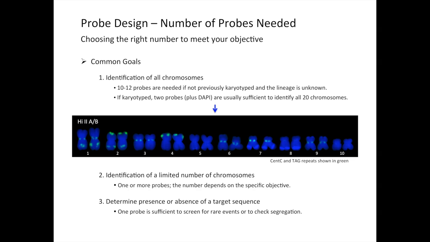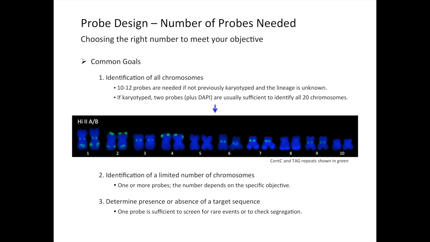If your objective is what we call a full cocktail karyotype, 10 to 12 probes will be needed to paint the chromosomes. However, most of the time it's possible to identify all 20 metaphase chromosomes with just two probes plus DAPI, a DNA counterstain used to identify regions of maize heterochromatin. If your objective is to identify a specific chromosome or confirm the presence of a particular target sequence, a single probe is probably sufficient.